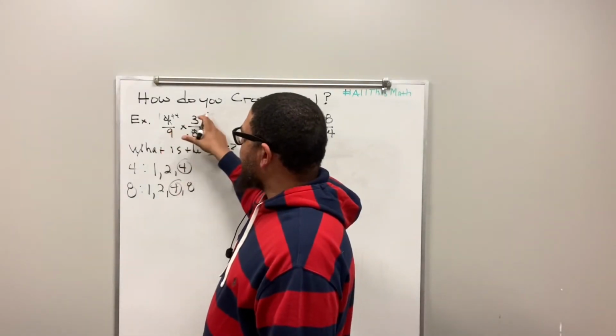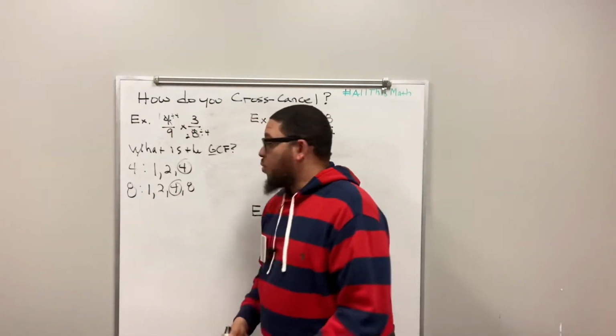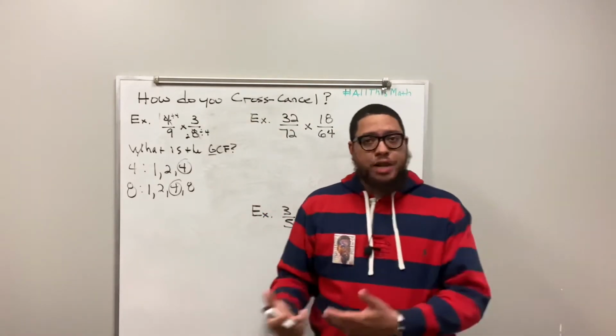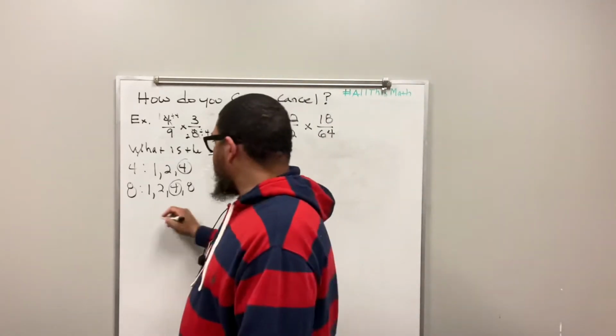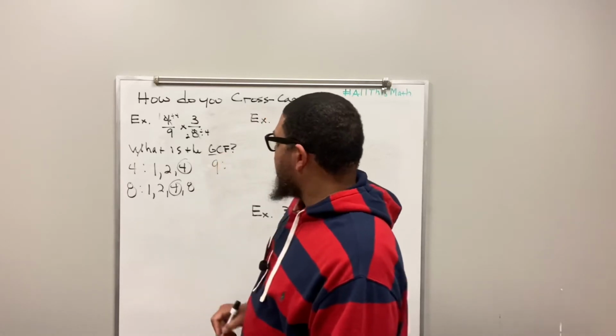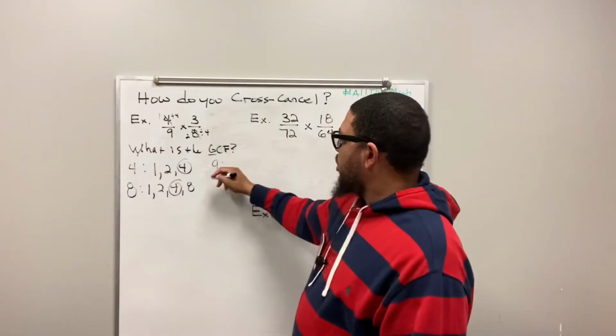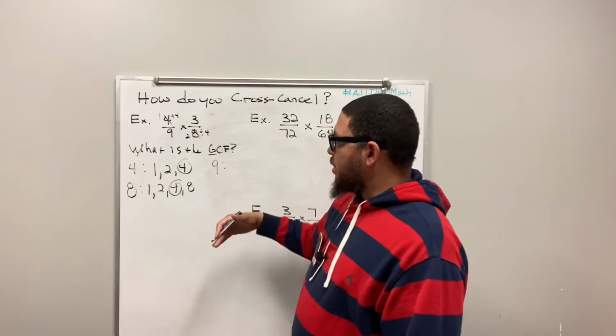I got a 9 and a 3, or a 3 and a 9. So I want to figure out what's the greatest common factor of 9 and 3. So I'm going to write 9 down right here, and I'm going to list the factors of 9. So 9 is not a prime number. It's composite.